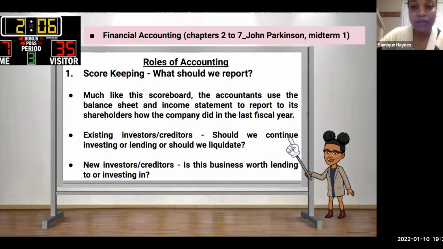In scorekeeping, accountants use the balance sheet and income statement to report to shareholders how the company did in the last fiscal year. So how did we do? Existing investors and creditors can ask themselves, should we continue investing or lending, or should we liquidate the business? New investors and creditors can also ask, is this business worth lending to or investing in? They're going to be looking at the scores to see if we should continue, or whether we should even start with this business. How are they doing?